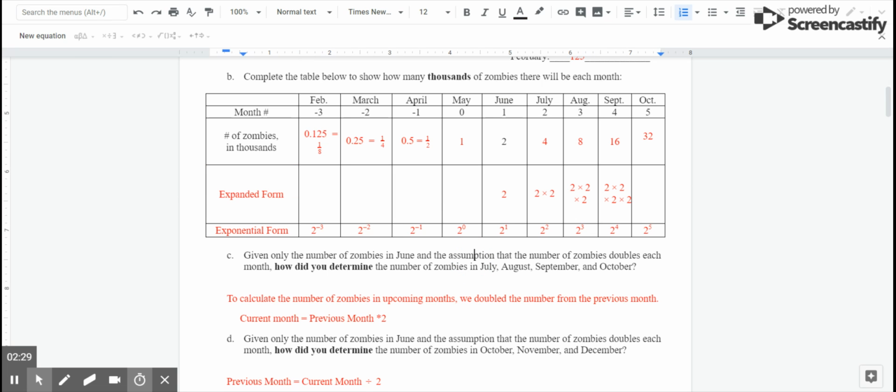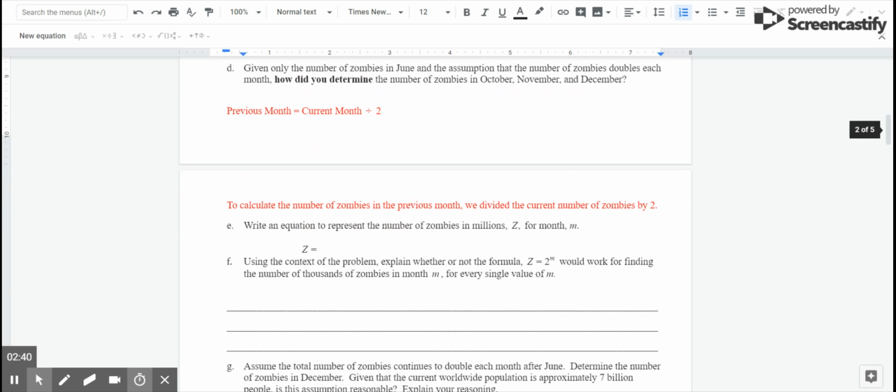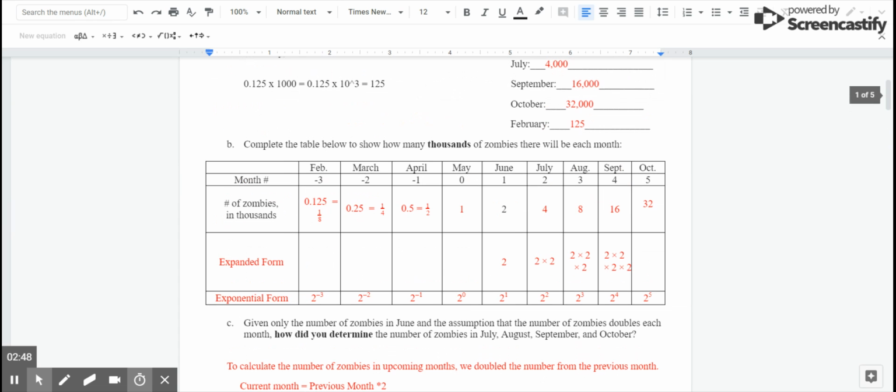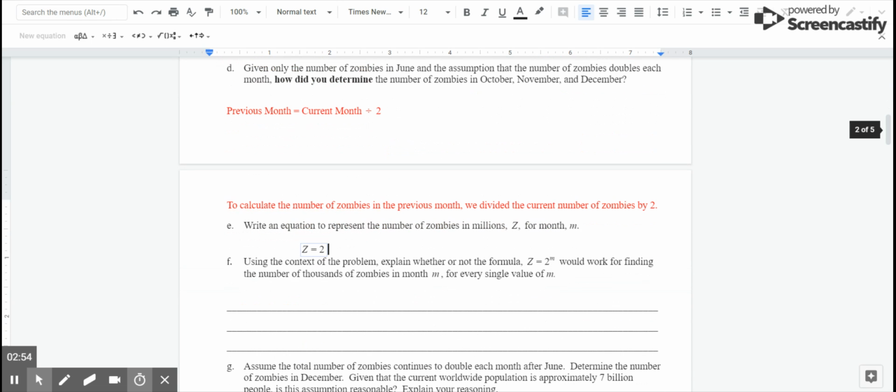So when I write an equation, my variable is the thing that changes. So if you notice, the base is the same every time. So our base in our equation is going to be 2. So let's write that down right now, where it says write an equation to represent the number of millions of zombies. Our base of our equation is going to be 2. And what's changing every time is the power of 2. That power of 2 is the same as the month number. It tells us here to use month M.